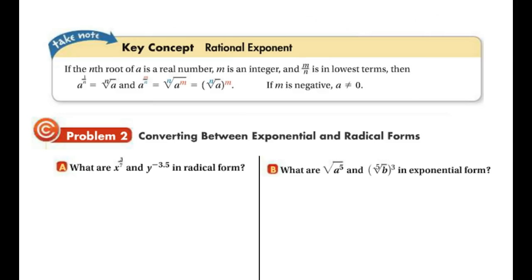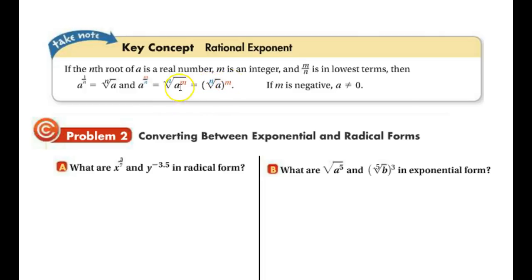So far, we've only been working with rational exponents that have a 1 in the numerator. That's not always the case, so now we are about to generalize this idea for all rational exponents. So let's focus our attention on the key concept box. If the nth root of a is a real number, m is an integer, and m over n is in lowest terms, aka simplified as much as possible, then we can write a to the 1 over n power as the nth root of a, which we already talked about. This is the new part right here. A to the m over n power is equal to the nth root of a to the m power, which can also be written as the expression the nth root of a raised to the m power.